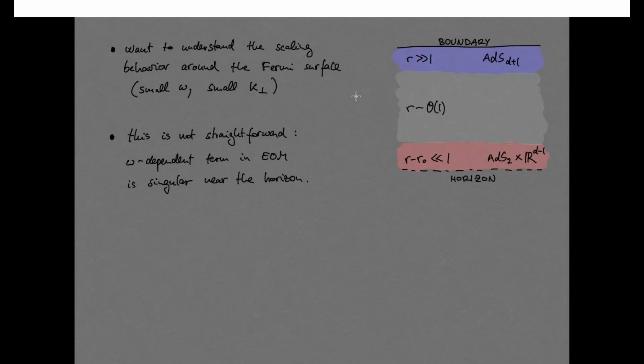The equation of motion is quite complicated, so this is not going to be entirely straightforward. The reason is that the frequency-dependent term in the equation of motion is singular near the horizon, around here in the AdS2 region. This means that it doesn't matter how small a frequency you choose, the corresponding term in the equation of motion will dominate the other terms. So you cannot consider it as a small perturbation for r minus r naught small enough.